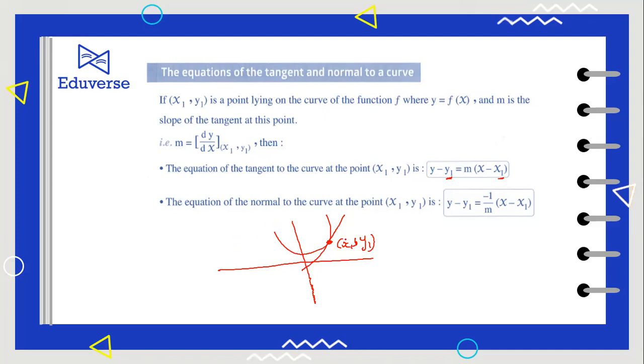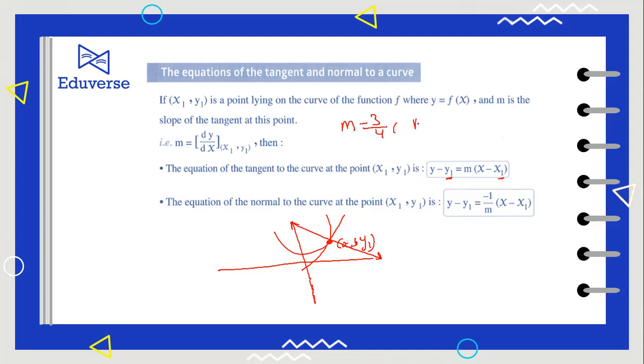The equation of the normal. Where is the normal? That's a tangent. The normal is perpendicular to it. That's a normal, a perpendicular line on the tangent. Y minus y1 equals negative 1 over m, because they are perpendicular. For two perpendicular lines, the product of their slopes equals negative 1. Since the first slope, the slope of the tangent, equals m, the slope of the normal equals negative 1 over m.